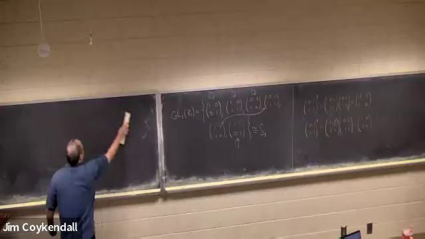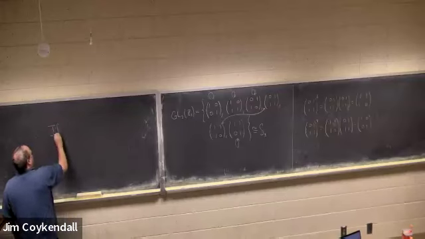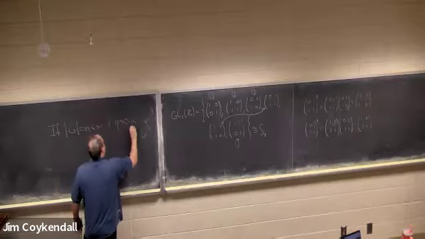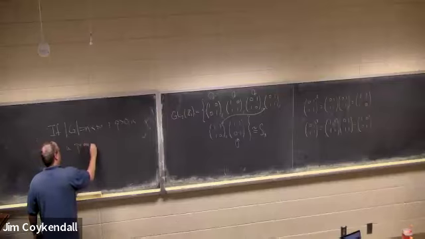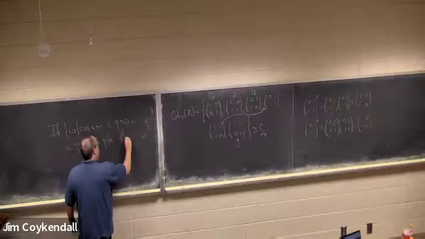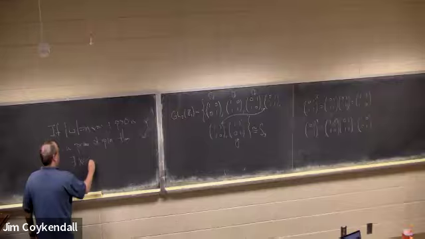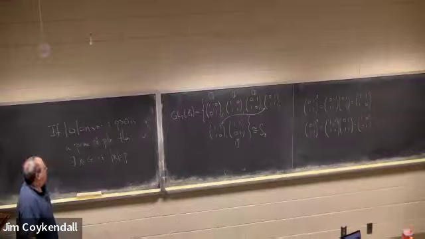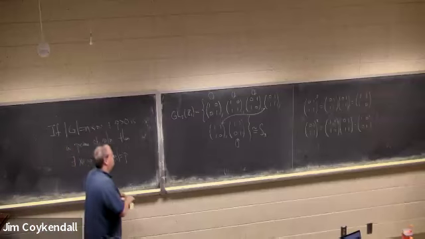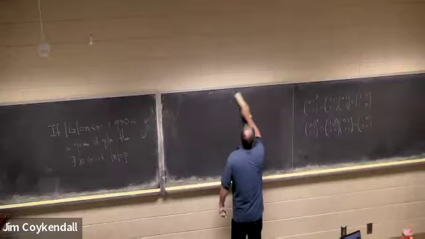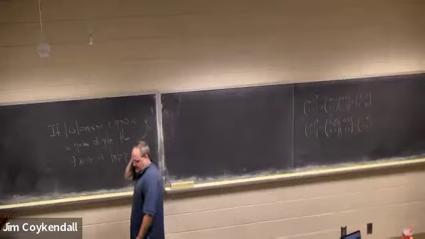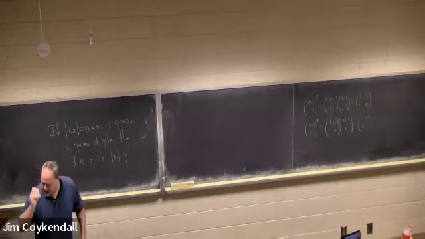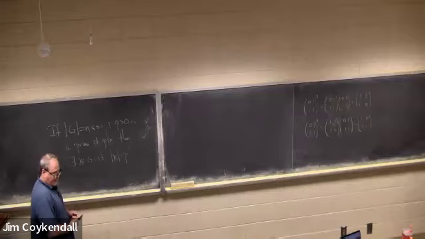Cauchy's theorem, basically it says this: if you have a group and the order of the group is n, and you have a prime that divides n, then there has to be an element of that order.